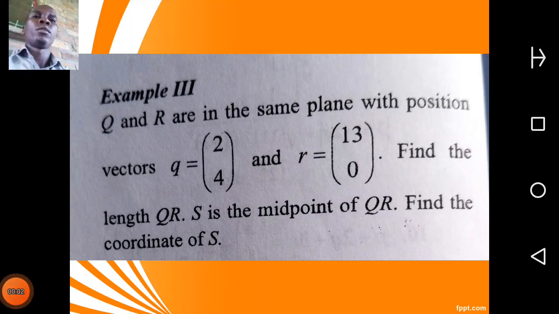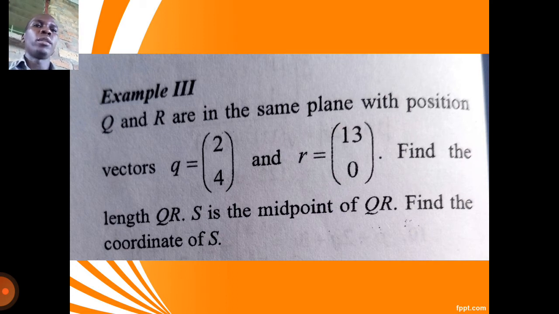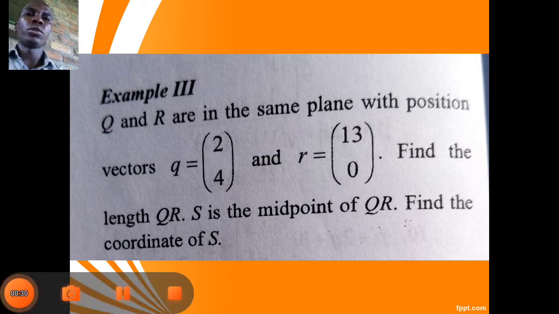Everybody, so today I'm going to continue with additional vectors and look at example number 3, which says that Q and R are in the same plane with position vectors OQ, which is (2, 4), and OR, which is (13, 0). Find the length QR. Then S is the midpoint of QR, so they want us to find the coordinates of S, knowing that S is the midpoint of QR. So let us look at the solution.